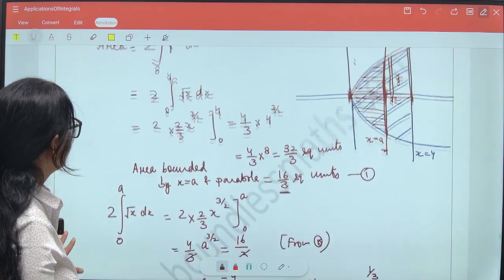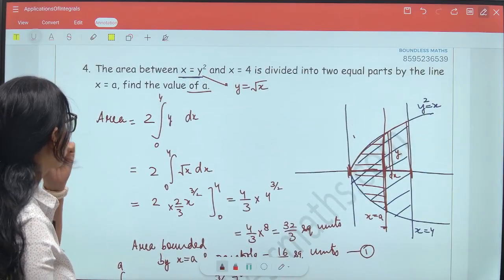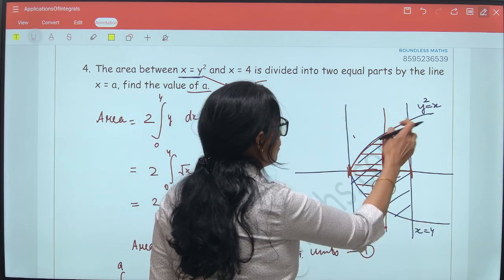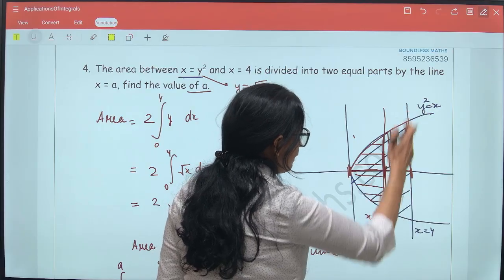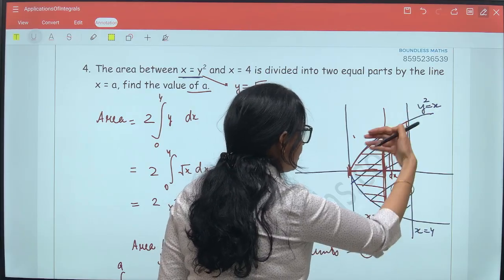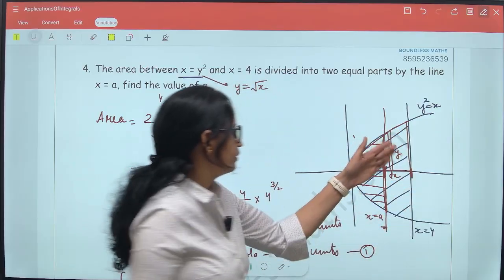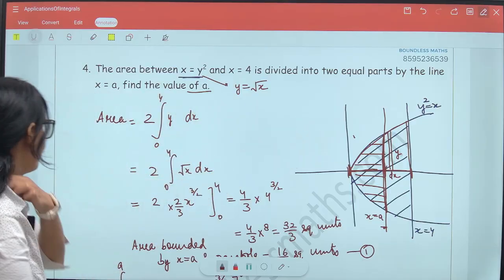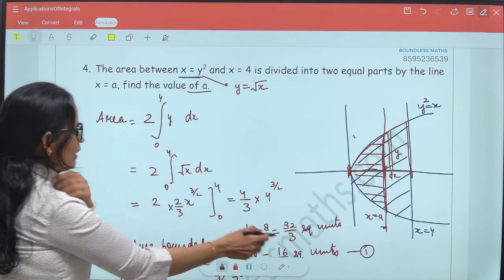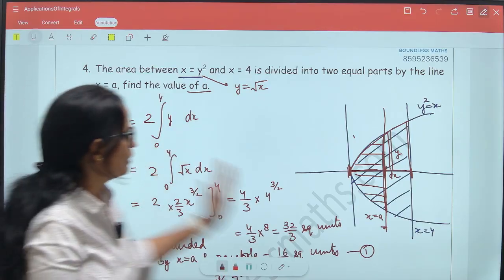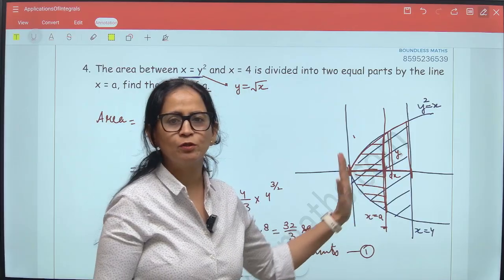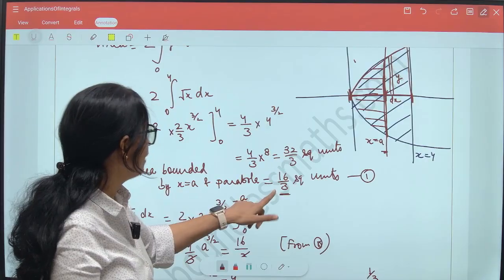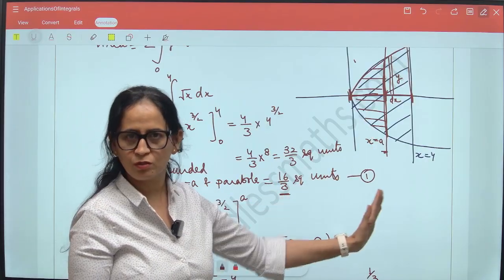So I'll just show you the entire solution how we solved this question. First, plot a rough figure of the parabola and the straight line. Find the total area bounded by parabola and the straight line. In the first quadrant, whatever area you have, double of that is needed. So that's why there is a 2 here. Integrate the expression for y equals square root x. Find the total area. Now as per the question, x equals a is dividing this area into 2 equal halves. So you have already calculated the total area. Do half of it to get the area bounded by x equals a.